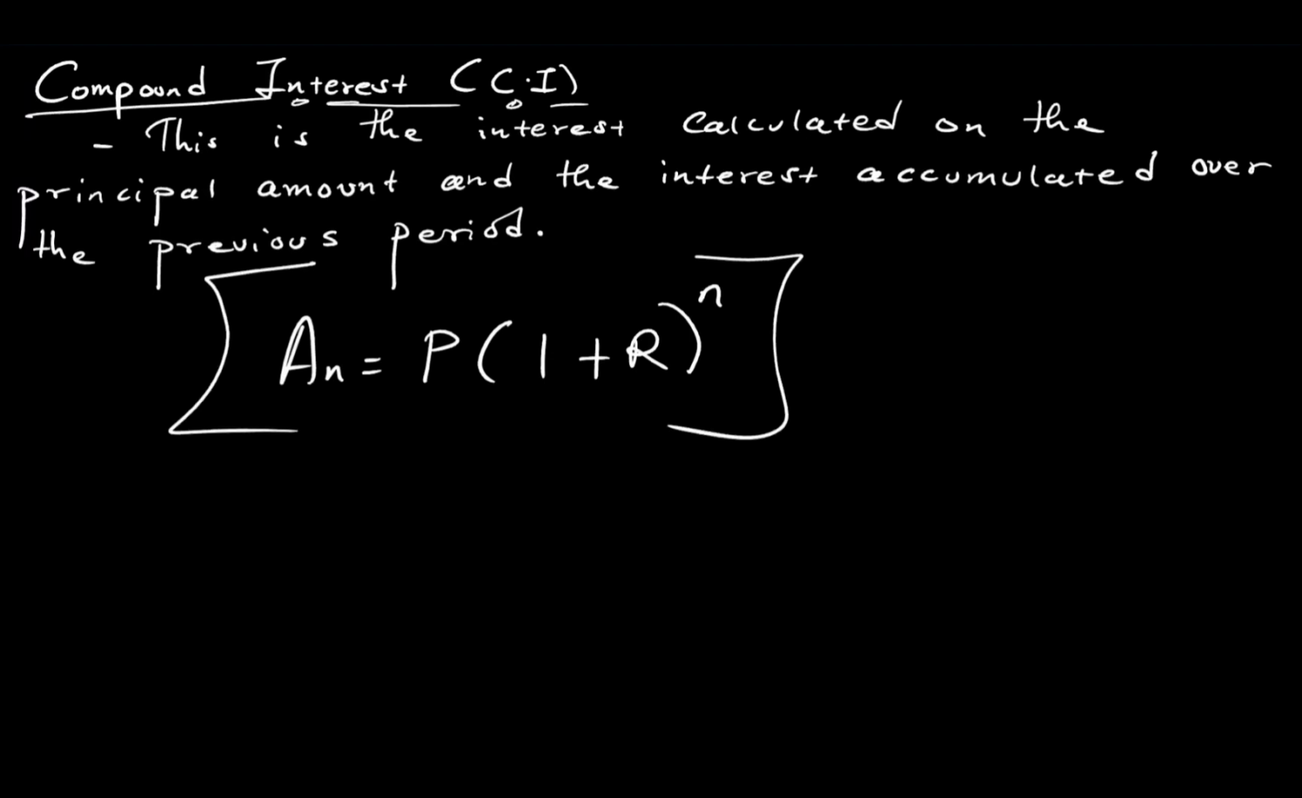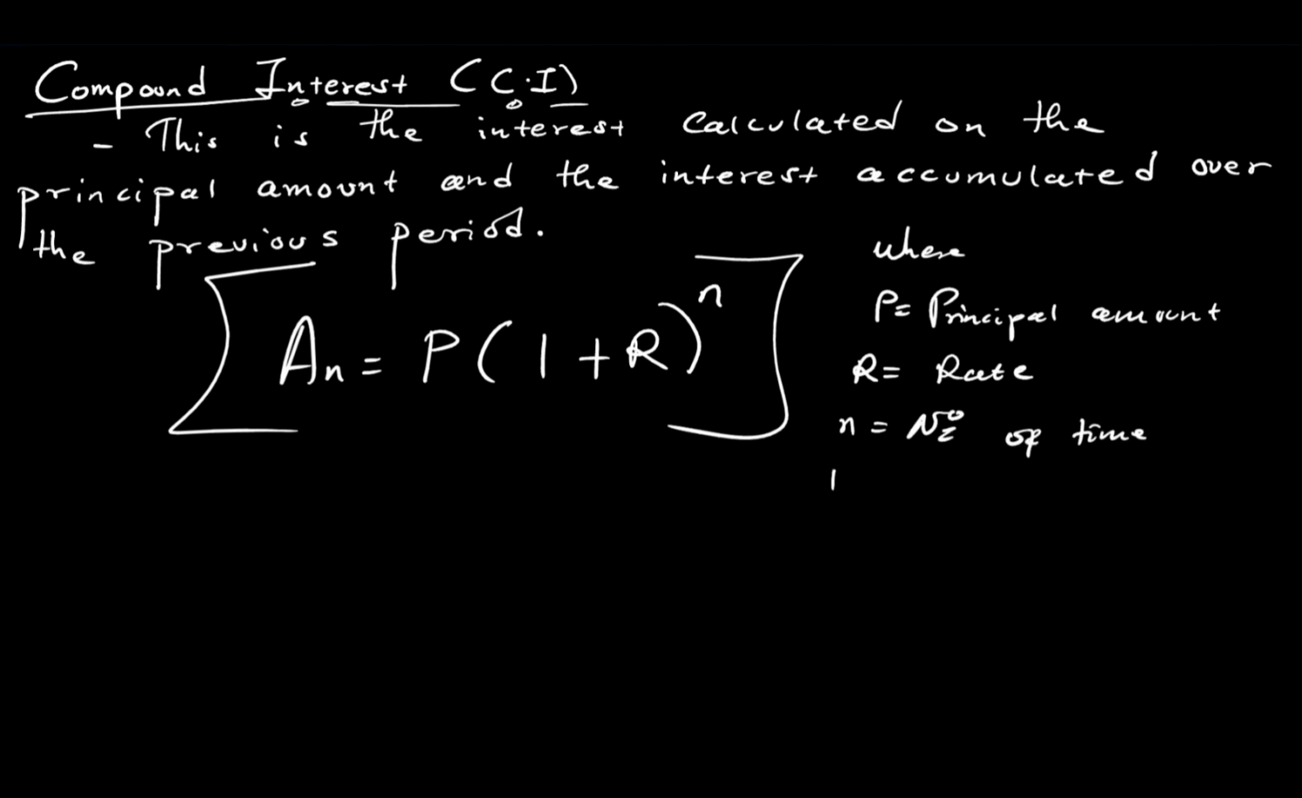So this is how it's given. Be mindful that P is basically the principal amount, the amount you invest to save. R is just the annual interest rate, or basically just the rate. And n is the number of times the interest is credited on an annual basis.